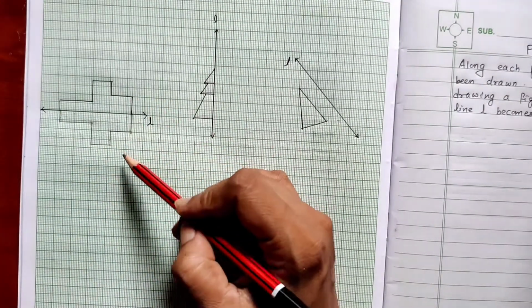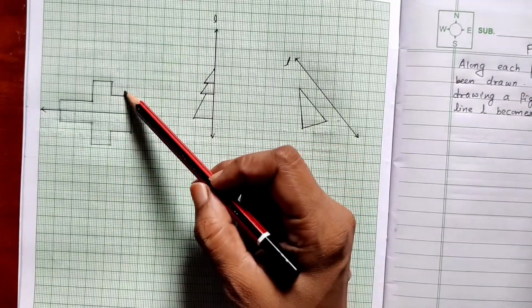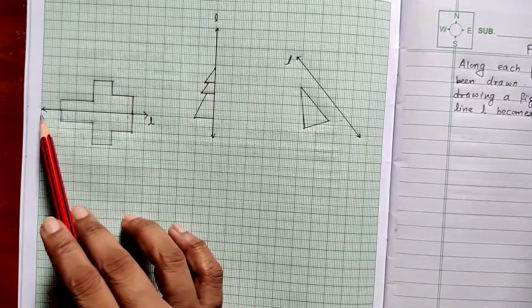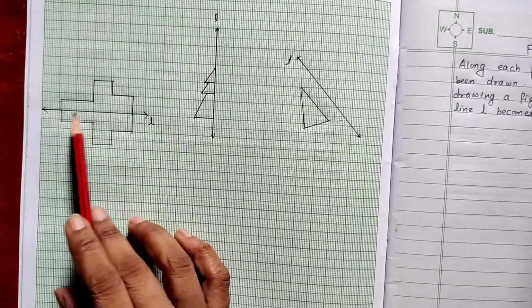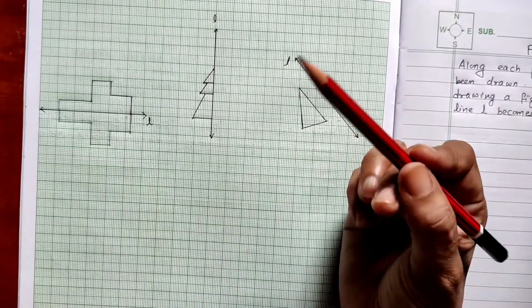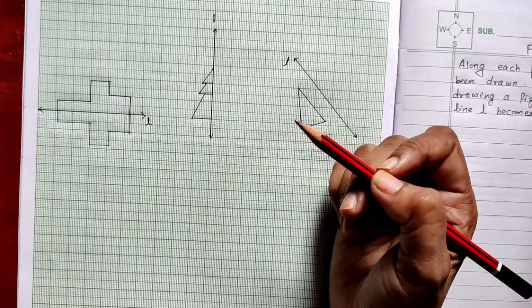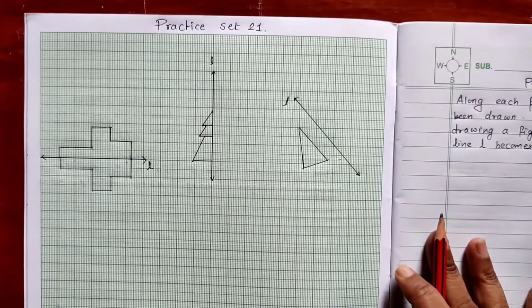So this figure which I have drawn in the downward direction with my pencil is exactly matching with this figure. If I fold this graph paper from this line L, these two figures will come on each other and they will match with each other. Same thing we will have to do here in the second diagram also.